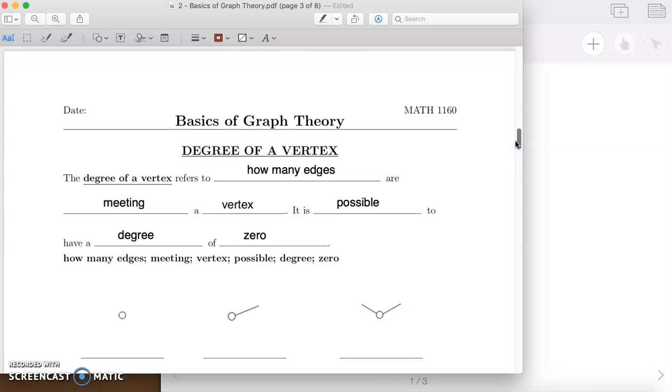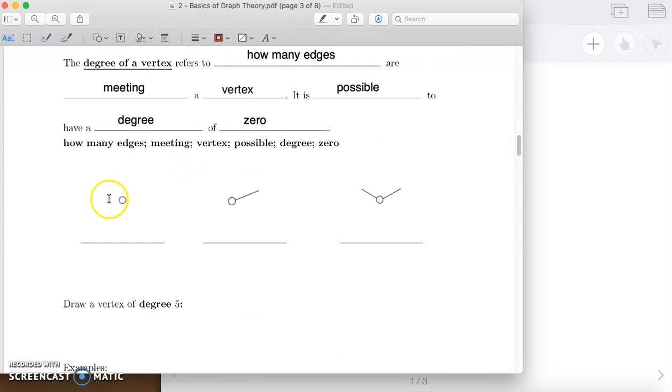The degree of a vertex refers to how many edges are meeting a vertex. It is possible to have a degree of 0. So when we say edges are meeting a vertex, we mean lines coming out of these dots, basically. So here's a vertex that has no edges. That means it has a degree of 0. Here's one vertex with one edge. That means it has a degree of 1. And here we have a degree of 2. There's 2 edges.